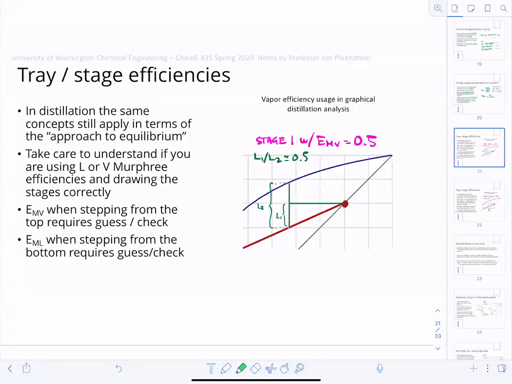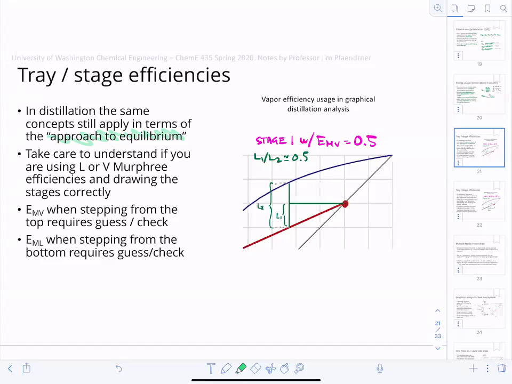Tray and stage efficiencies. The same concepts of Murphree efficiencies exactly apply in our distillation analysis. So it's all fair game to give you liquid or vapor Murphree efficiencies and ask you to do the appropriate analysis. Always, always, always be thinking in terms of the approach to equilibrium. How close to equilibrium am I getting as I'm going from my operating line to my equilibrium curve?